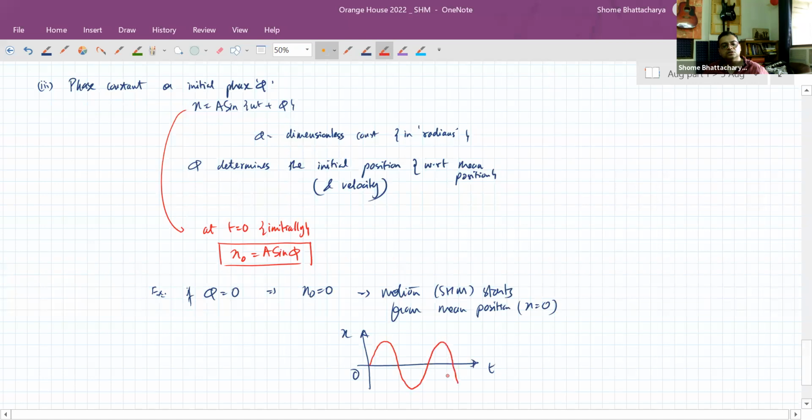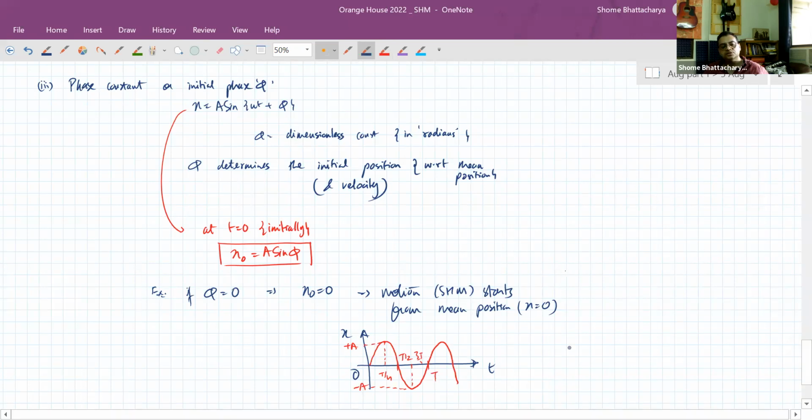In the first quarter cycle, it is going to the positive amplitude plus a. Then in another quarter cycle, half a cycle of the whole motion is over, so it's back to the mean position. In 3/4 cycle, that is another quarter cycle later, it has gone to the negative extreme. And finally, this is a completion of one cycle. But that is the case when phi is 0.